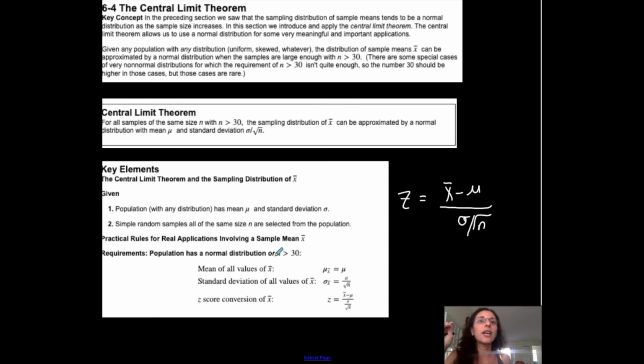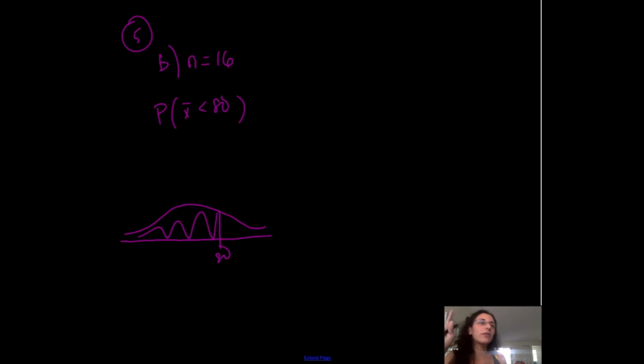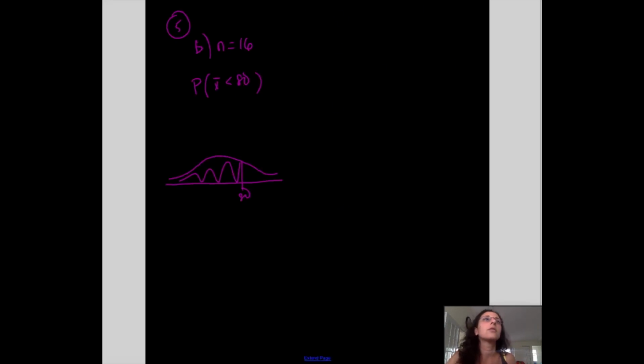You have to check to know if the population was already normally distributed, or check that the sample size that you select is bigger than 30. If either one of those scenarios is good, then you can go ahead and use the methods that we are used to. But you have a little extra work to do. You have to standardize this first.